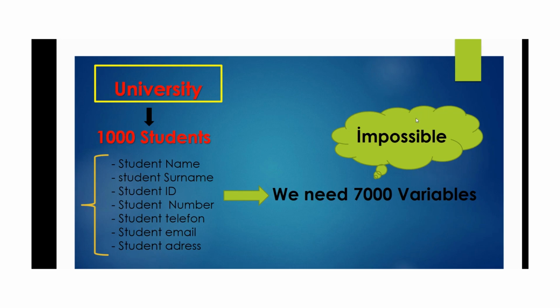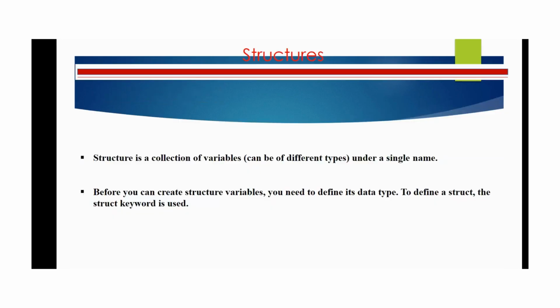We cannot write a program in C or in any other language with 7,000 variables. It's difficult even to manage like 17 or 100 variables. So it is really impossible to handle a program with 7,000 variables. This problem is solved by the structure. So what is structure? Structure is a collection of variables, can be with different type or same type, under a single name. What do you mean by that?